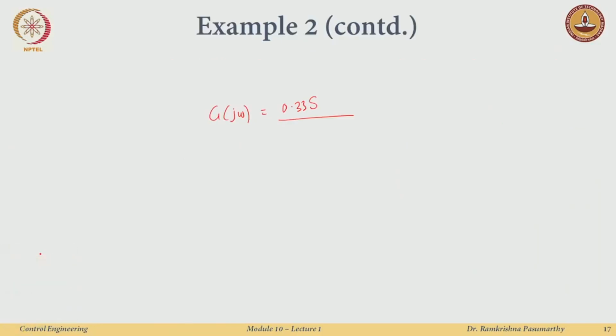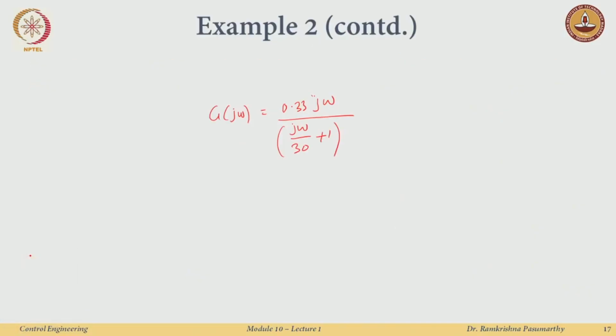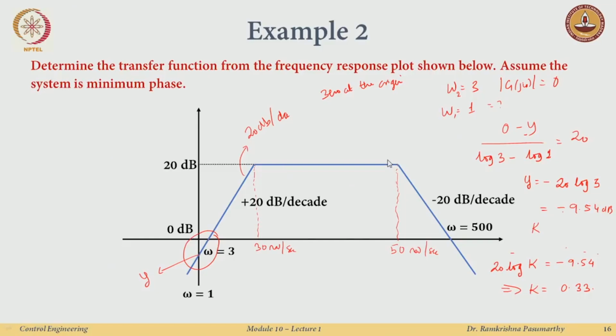So I write this down here: just this as j omega. So this will be 0.33 j omega over j omega over 30 plus 1, and here there is a corner frequency of 50, so this would be j omega over 50 plus 1. This is the overall transfer function of my system, and we can recheck this by plotting the Bode plot of this. So we get to this asymptotic plot.